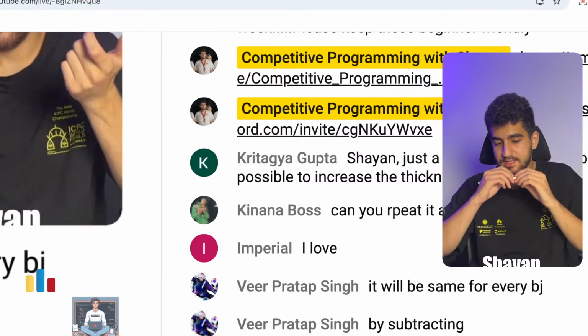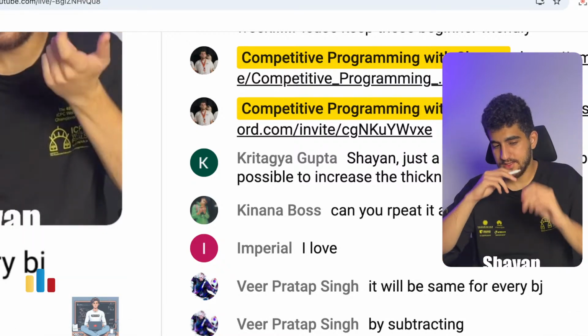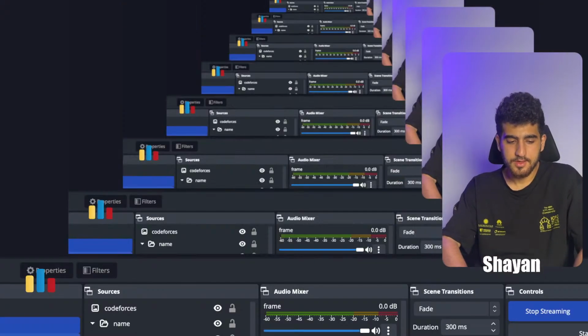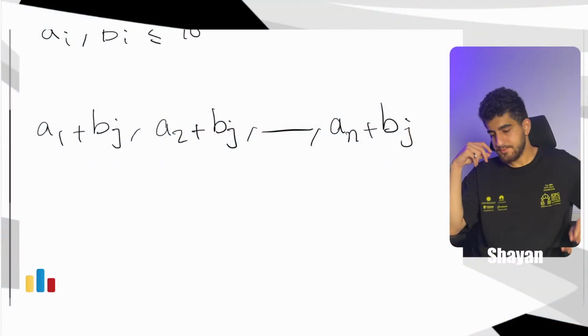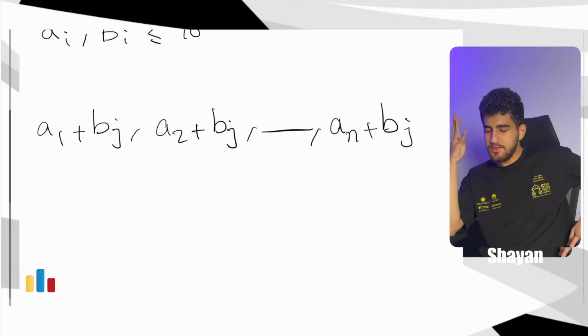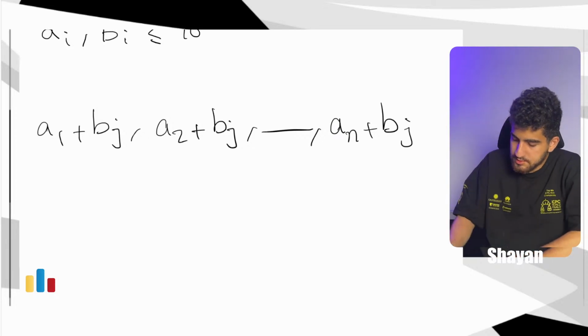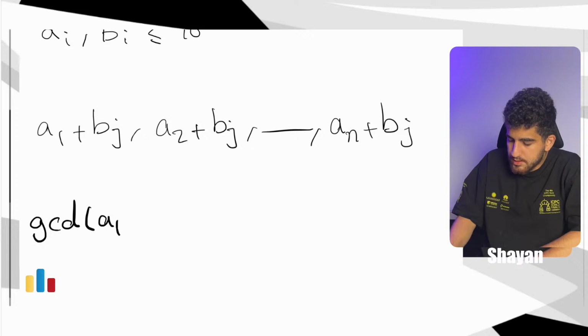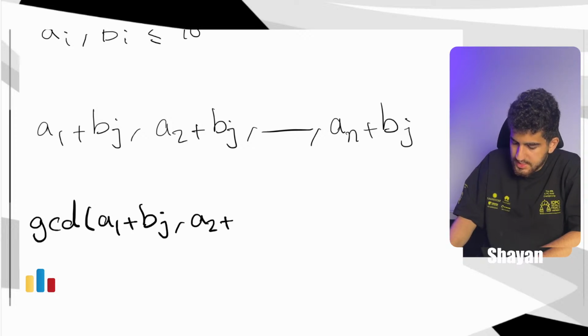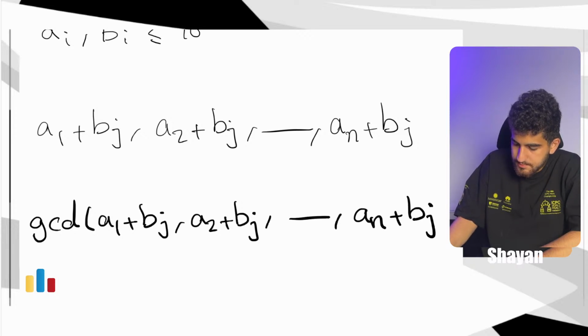Yes, that is a very important thing. That is a very good idea. Any other ideas? So what do you think we should do? I mean, we want to calculate GCD of A1 plus BJ, A2 plus BJ. As I said, in GCD we can have more than 2 numbers. To A1, AN plus BJ.